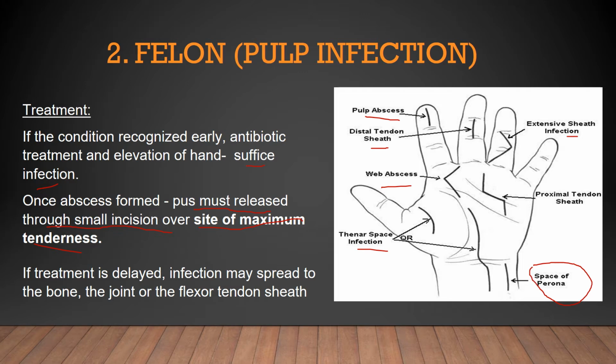As you can see here, the incision for draining off the abscess will avoid the palmar crease, because of the underlying vessels at the palmar crease, and that's the reason why it has to be avoided. And if the treatment is delayed, the infection may spread to the bone, the joint or the flexor tendon sheath. So that is about the felon.